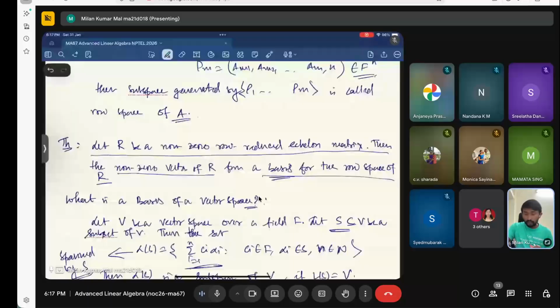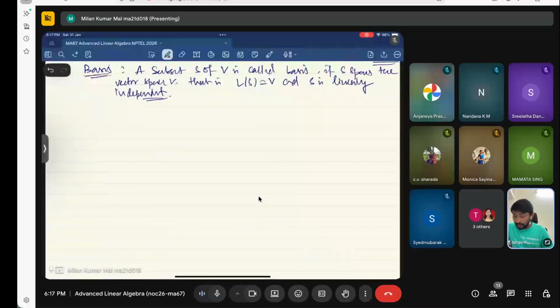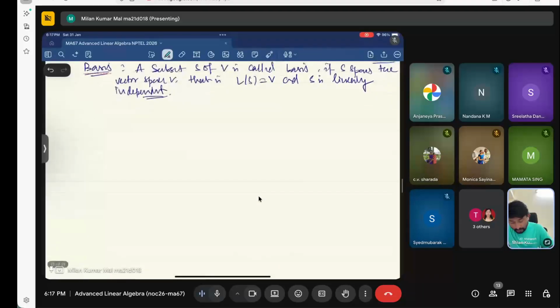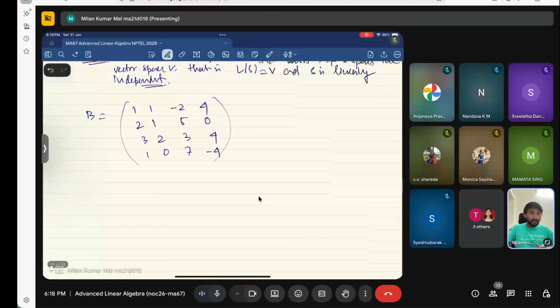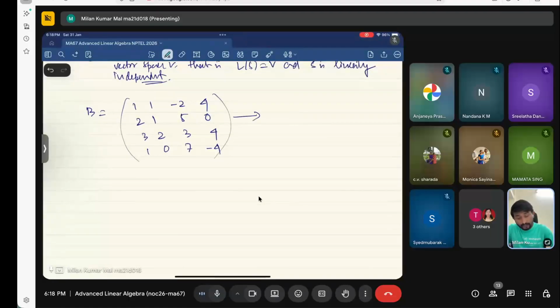So basically, if we get the non-zero rows of a row reduced echelon form, that's enough, and we can take linear combinations to get the row space. I'll write those rows once again. Let us consider the matrix B equals 1 1 minus 2 4, and this was in the question, so I'm writing 3 2 3 4, and another is 1 0 7 minus 4. So this is the matrix B. We have to do the row reduction process. As I have said, first find the non-zero entry of the first row. What is the non-zero entry of the first row? It is 1. If this was not 1, then we would have to make it 1, but this is 1.